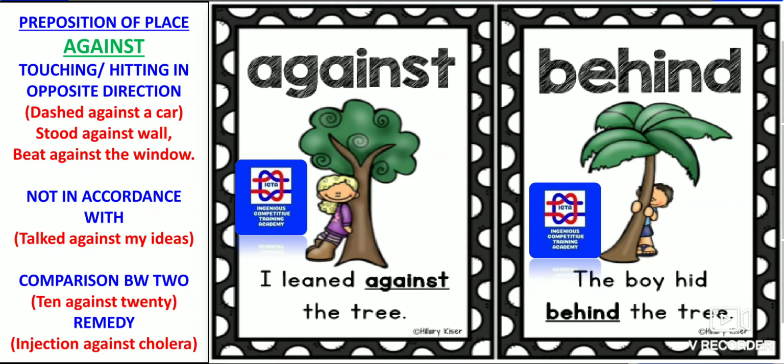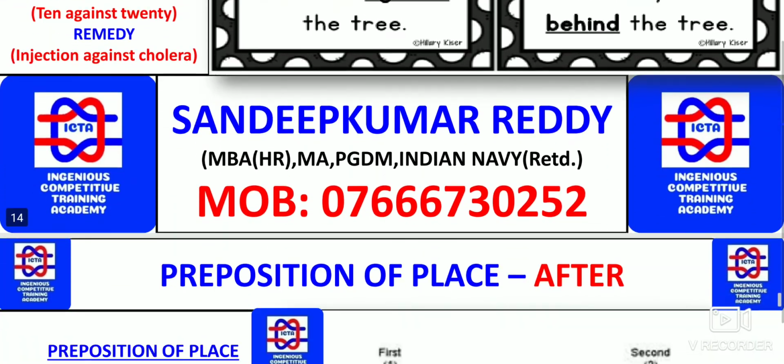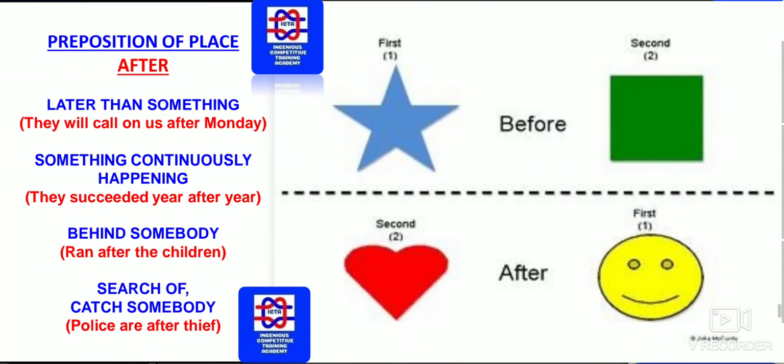Not in accordance with: against can be used in this sense, not in accordance with. Talked against my ideas means not as per my ideas. Comparison between two: here against is a comparison, 10 against 20. It is a comparison between 10 and 20. Next we have the remedy, that is injection against cholera. So injection is the remedy for cholera. Whatever has been given, please go through the pictures, understand and analyze them.